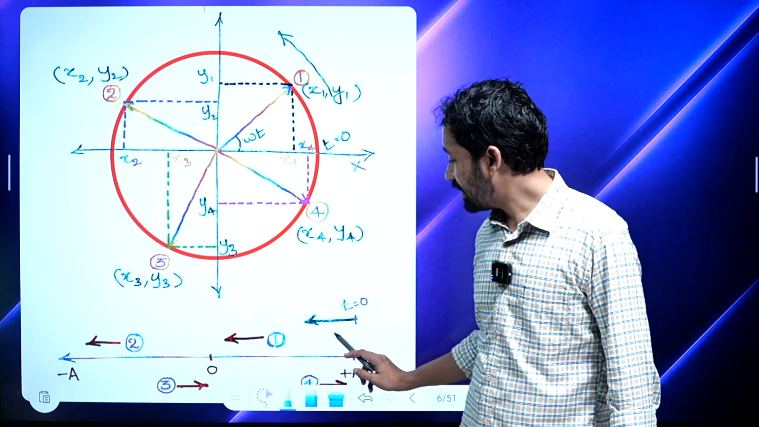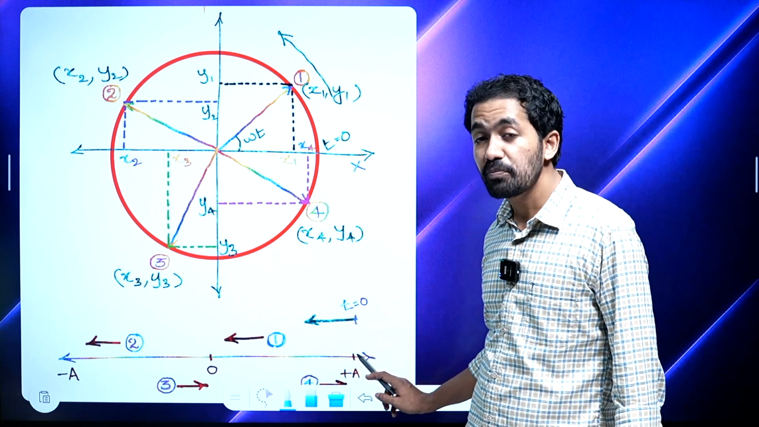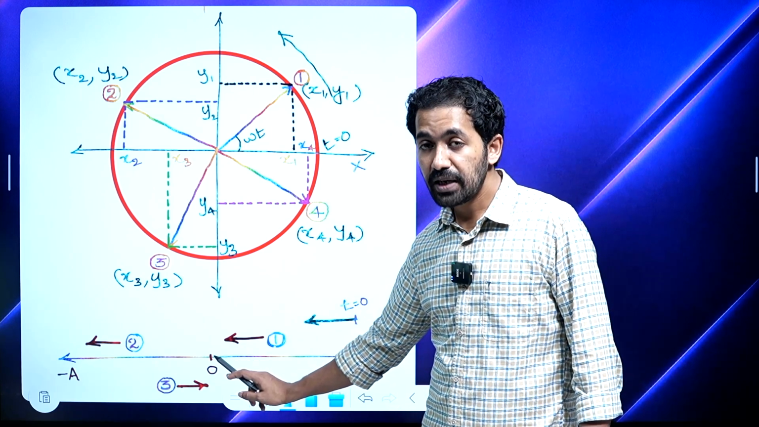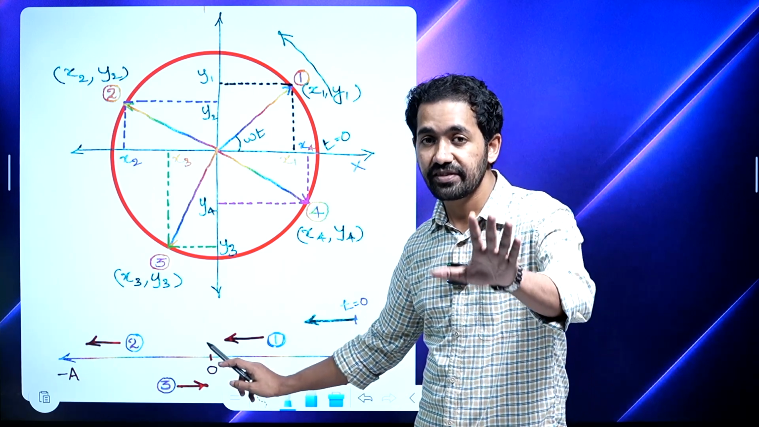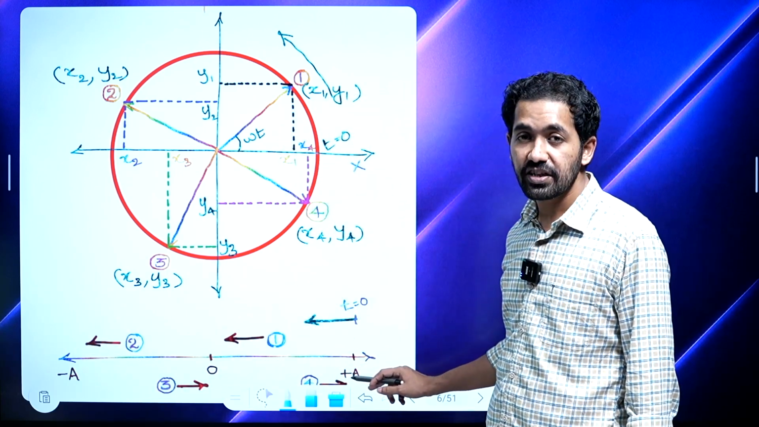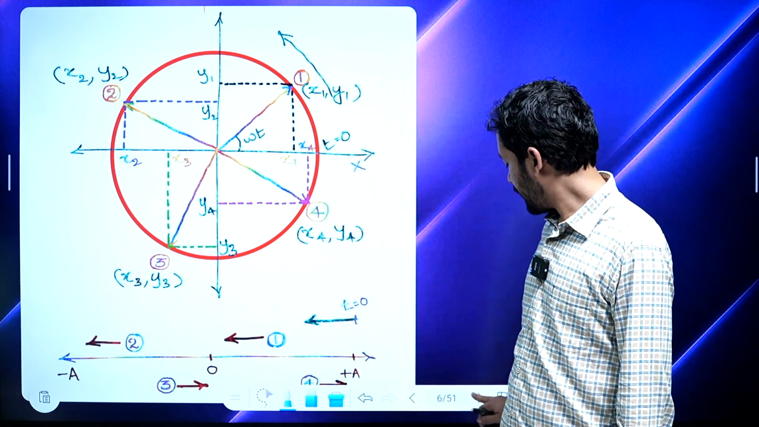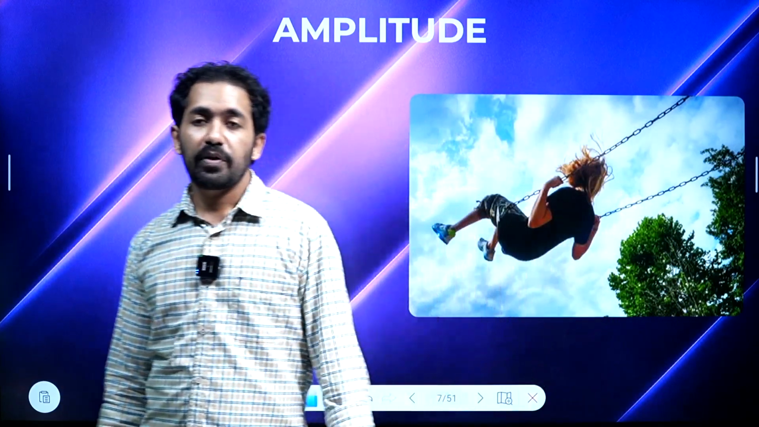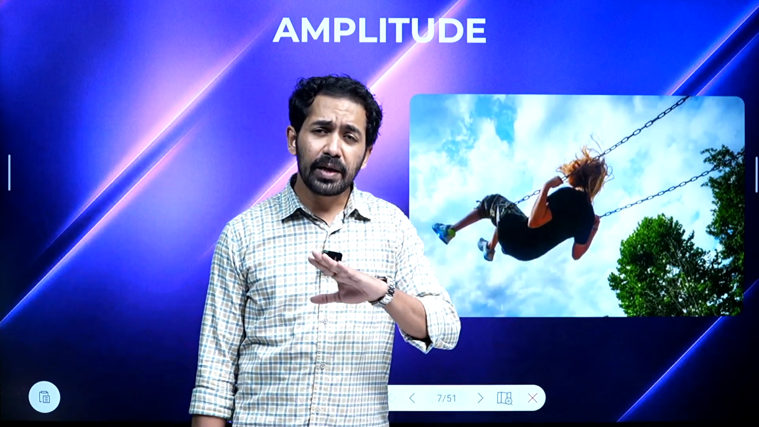So you can see that at time t equal to 0, you have started from the positive extreme, and when you reach t by 4, you have reached the mean position, meaning the projection along the x-axis is 0. Again it increases, again it decreases, and again it reaches the maximum. Okay, so this is the case with the projection of a particle.